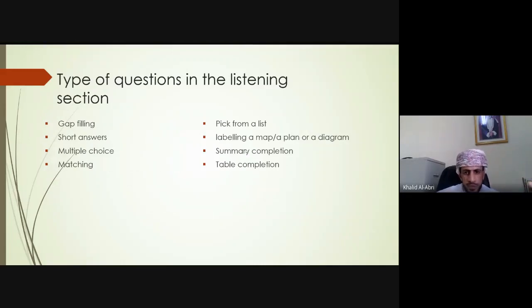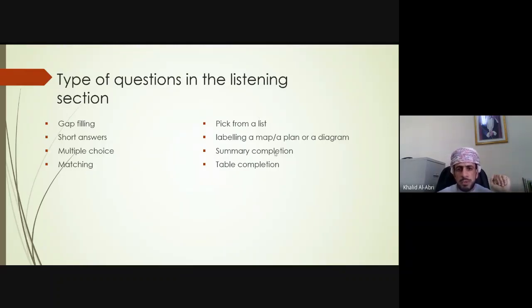Here we have the types of questions. When we look at the listening part, we have these types of questions. Gap filling: there is a gap and you are asked to write the answers. They will tell you to write no more than 2 words or 3 words or a number, so you need to be careful with these instructions. Don't exceed the words. Short answers: sometimes there are WH questions and you need to write short answers. Multiple choice, matching, and in some cases there is a list and you need to pick from the list.